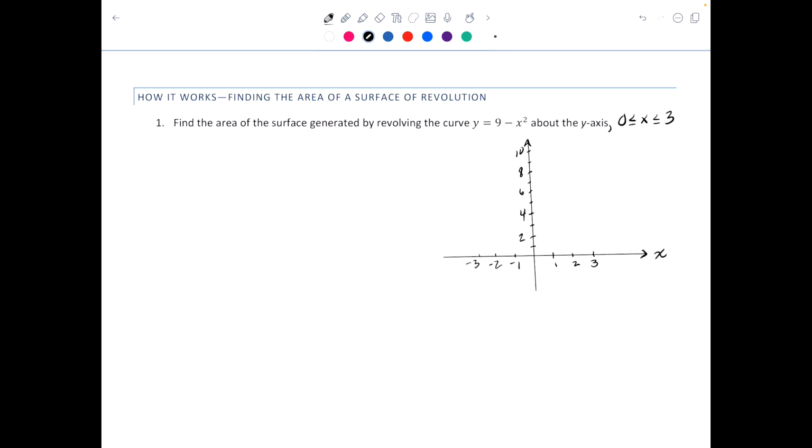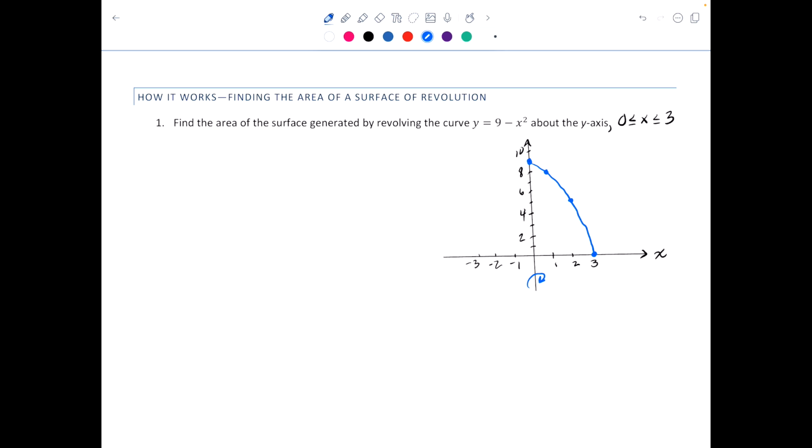We're revolving about the y-axis, right? And then we have our graph. So we would have a point at 0, 9. We would have a point if you plug in, and then 3, 0. And if you plug in 1, we're going to get 8. If you plug in 2, we get 5. And so our arc looks like this somewhat. Okay?